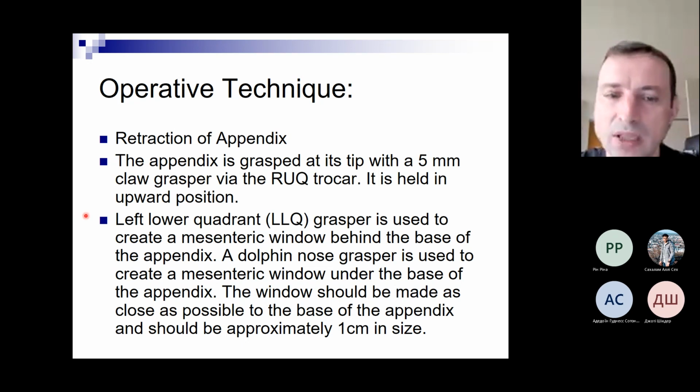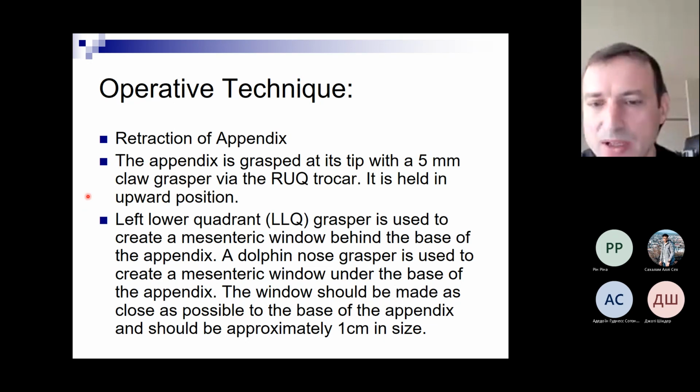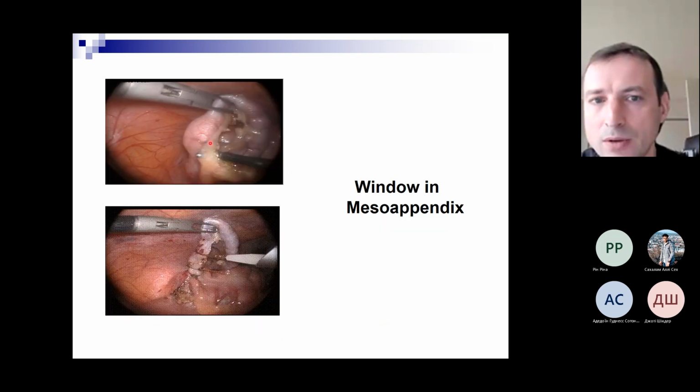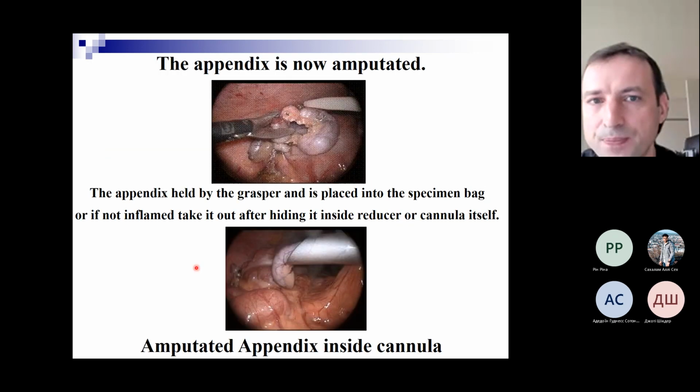The window should be made as close as possible to the base of the appendix and should be approximately 1 cm in size. You see how the window is made, the image of the appendix, and the preparation of the base with ligation of the appendix. Then the appendix is amputated, held by the grasper, and placed into the specimen bag. Or if not inflamed, take it out after hiding it inside the reducer or cannula itself.